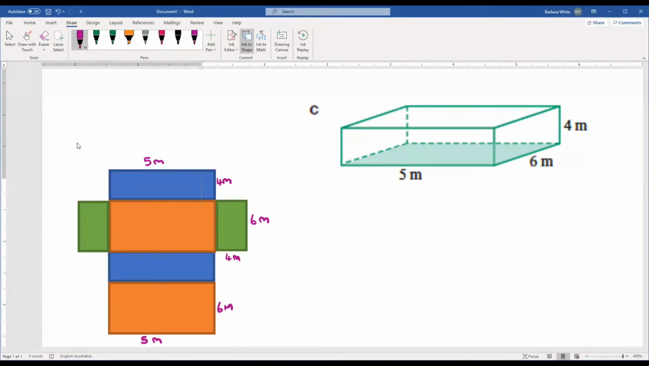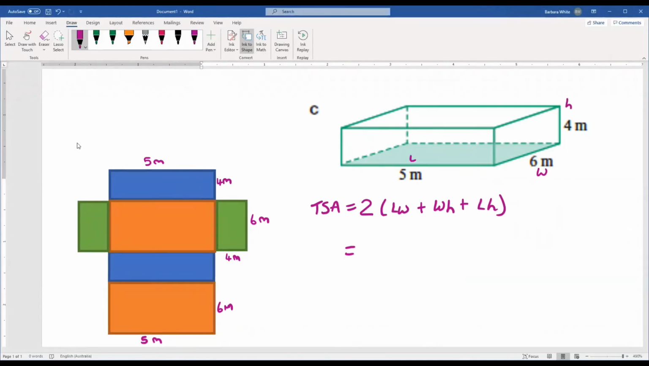Okay, here is the formula. Total surface area equals 2 lots of the length times the width, plus 2 lots of the width times the height, plus 2 lots of the length times the height. Now I just go up to this shape and this one I'm going to call L. It doesn't matter which one's which. This one I'm going to call W, and this one I'm going to call H.